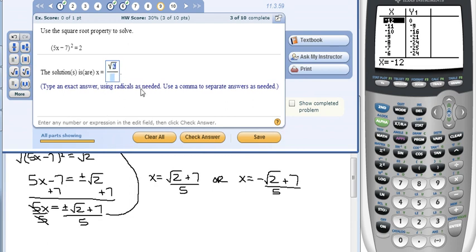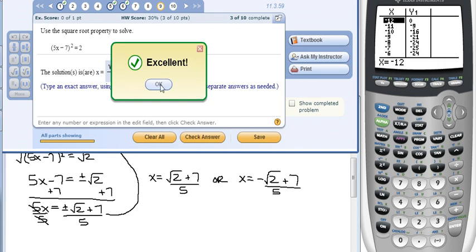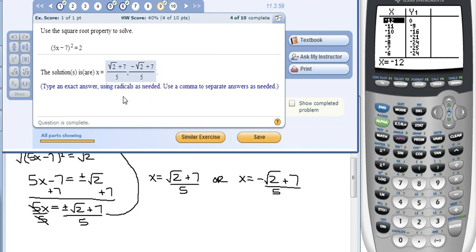So we have the radical 2. Get out from underneath your radical sign, plus 7. Don't drag that radical all the way across. Comma. Then we have another fraction. And I have the negative radical 2, get out from underneath there, plus 7 over 5. Let's see if it likes that. Oh, it does. All right.